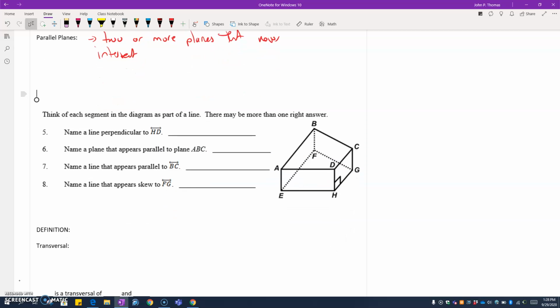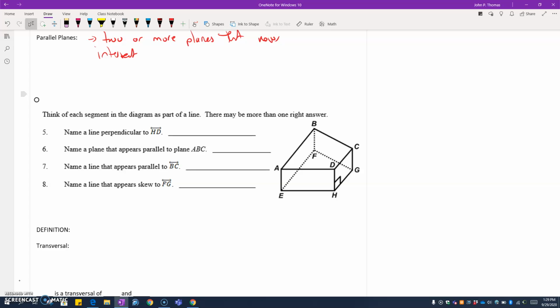So we look at this next one. It says, think of each segment in the diagram as part of the line. There may be more than one right answer. So what I want you to do is just pause the video here for a minute or so and give this one a shot. When you're done, jump back in.